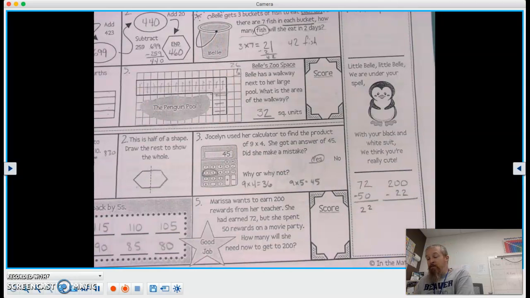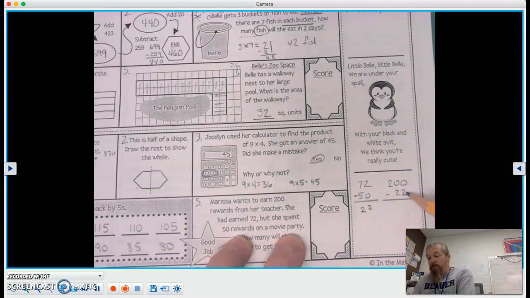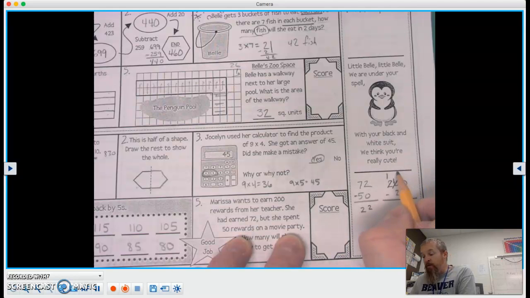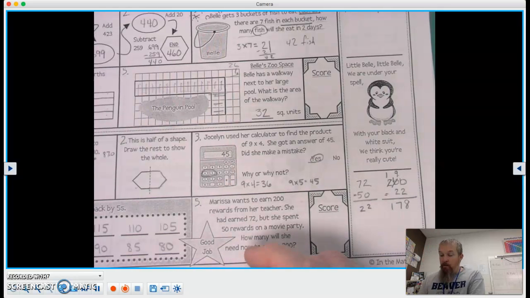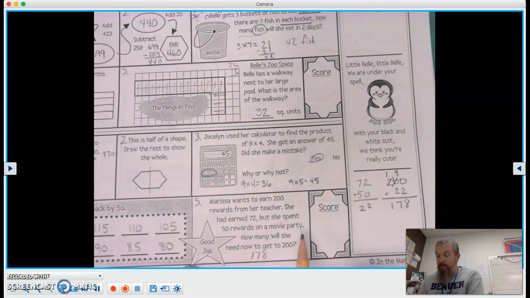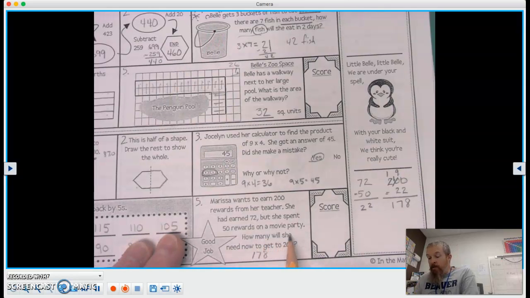So let's take 200 minus 22. First, we have to borrow. There's nothing to borrow from, so we have to go next door again. That turns it into a 10. Now we can borrow. 10 minus 1 is 9, and our other 1 comes over here. So 10 minus 2 is 8. 9 minus 2 is 7. And 1 minus nothing is 1. So she will need 178. How many will she need now to get? So 178, and the label for that is rewards.